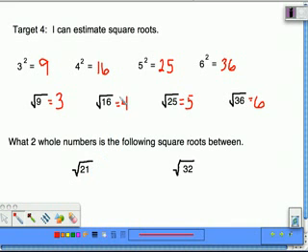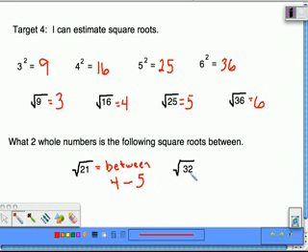But if I think about my perfect squares, I know the square root of 21 is larger than 16, but it's also less than 25. So the square root of 21 will be between 4 and 5. If I would actually check the square root of 21 on my calculator, I would get 4.58, and it continues on and on.